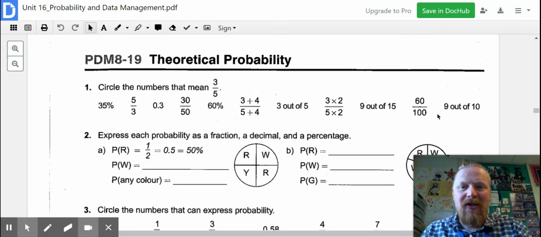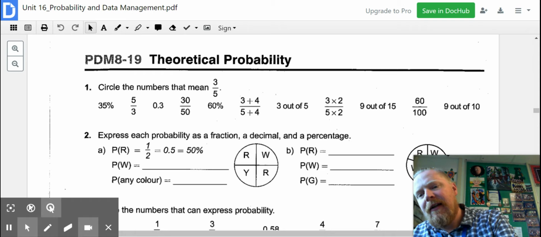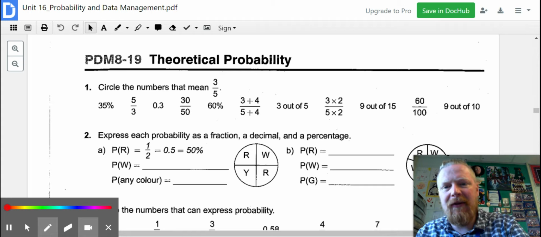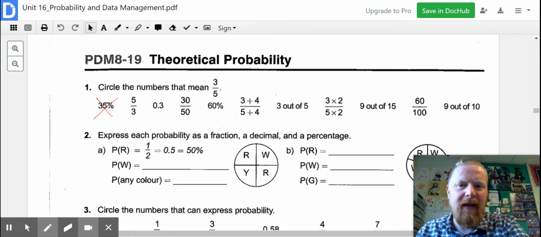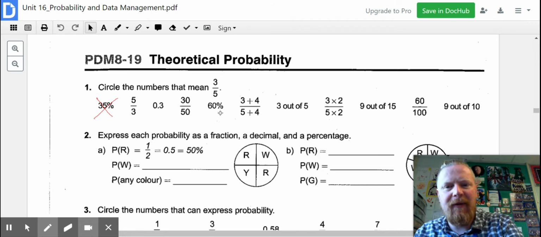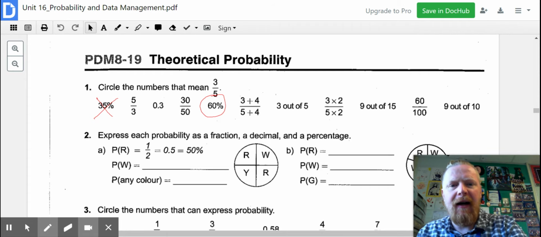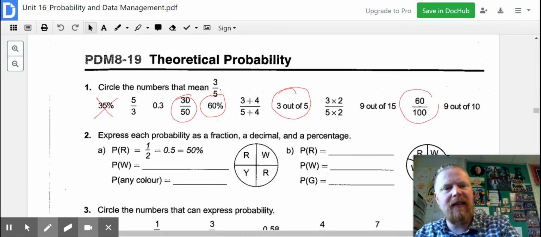So number one, circle the numbers that mean 3 out of 5 or 3/5. So we're looking for equivalent things to 3/5. The equivalent things to 3/5 would be not 35%. That would be 3 divided by 5 would be 60%. So we'll circle that one there. Okay. 3 out of 5. Yeah, that's the same.